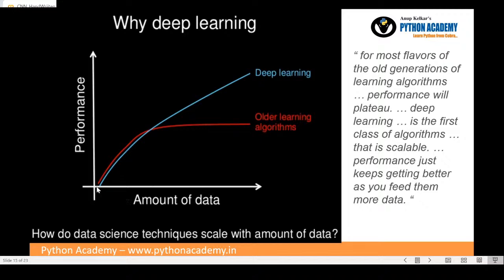As the data increases, performance increases, and that is the positive correlation it has, and since it has a very positive correlation, the upper side is good. For most flavors of the old generations of learning algorithms, performance will plateau, meaning it will go flat as the data increases, whereas deep learning is the first class of algorithm that is scalable. Performance just keeps getting better as you feed it more data.